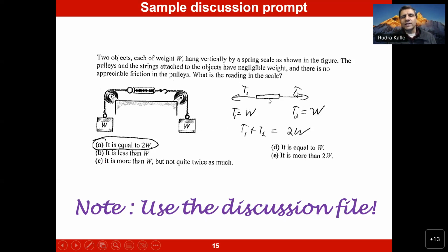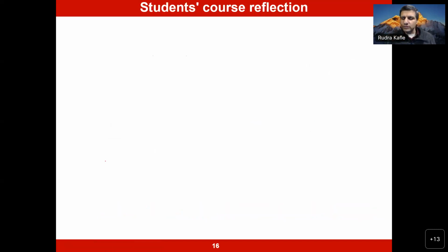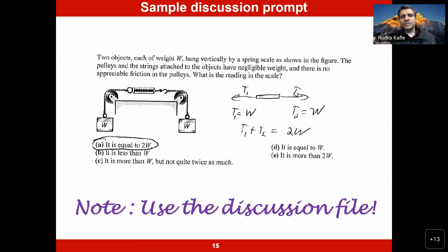In the same way, the student also thought of the tension that way, and then for some reason, there is no description why, the student thought that I should add. So the student added T1 plus T2, so 2W, and chose the answer, not the correct answer, chose the answer as A. Then I pose this question to the student. Now what I do next is, actually, I will pull out that file in a minute, and then we'll talk for a few minutes on this problem.